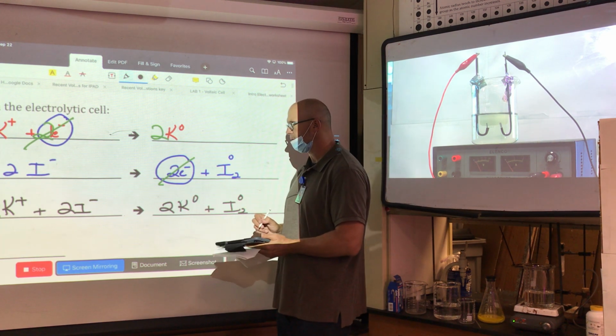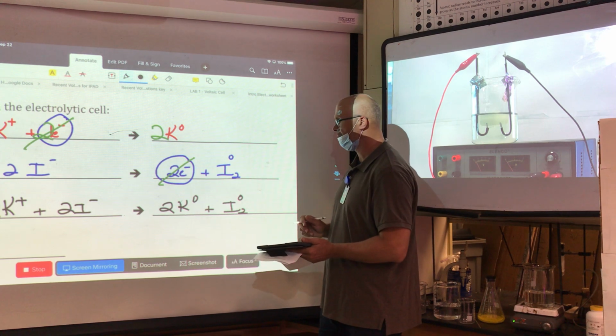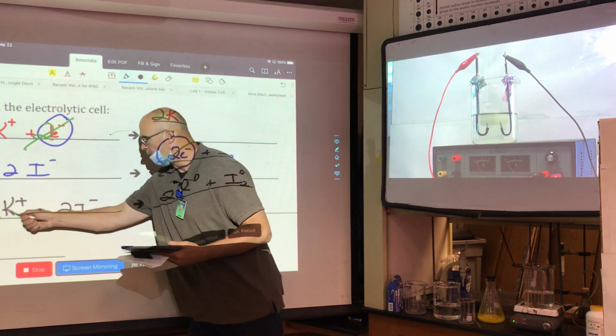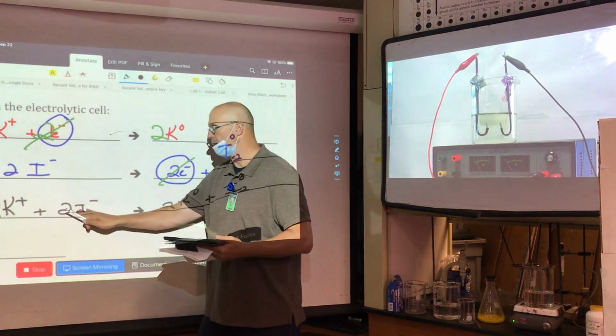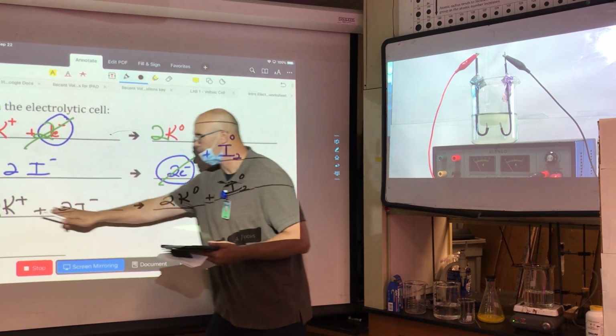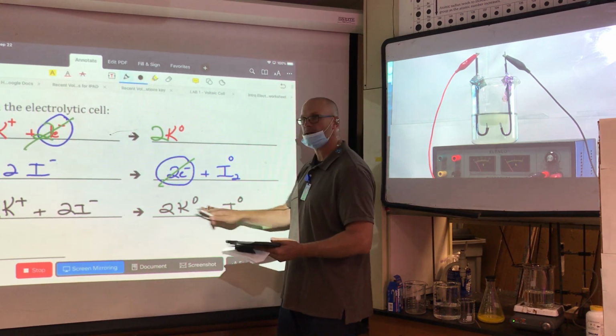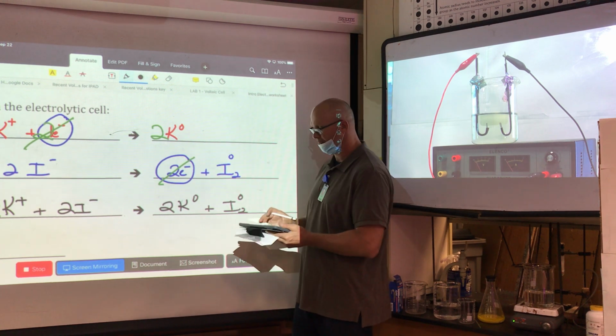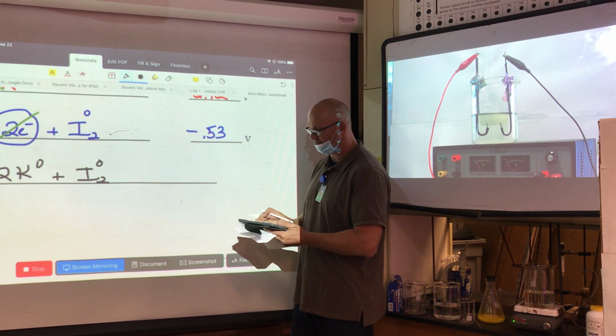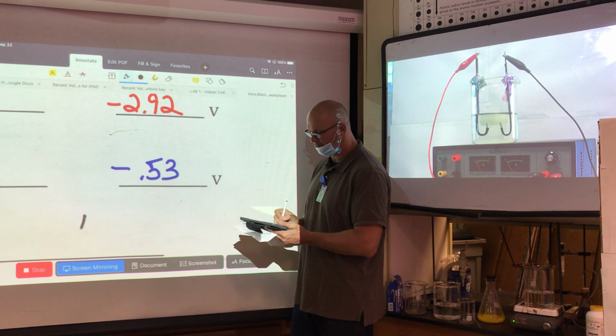Don't write electrons. If you want to make sure you did this right, check your charges. 2 times plus 1, plus 2. 2 times negative 1, negative 2. Negative 2 and a plus 2, 0. This side is 0. Always do a quick check. Let's do the net potentials. E0 cell.